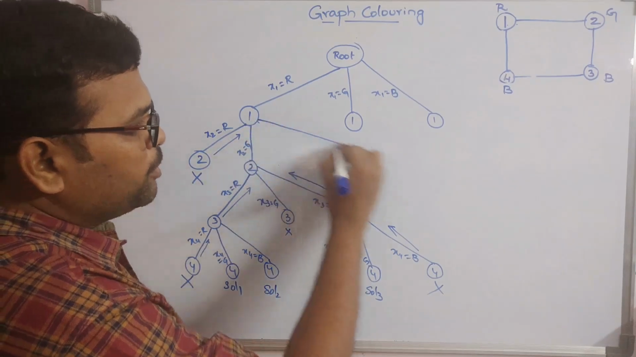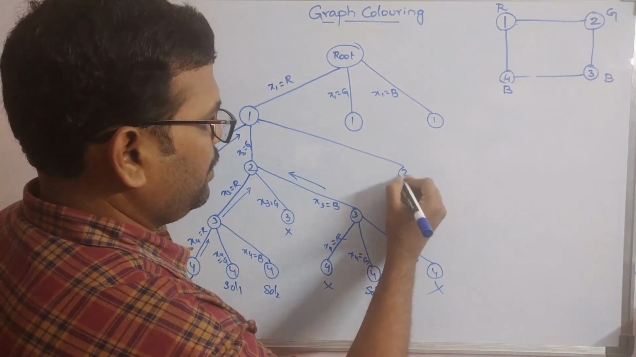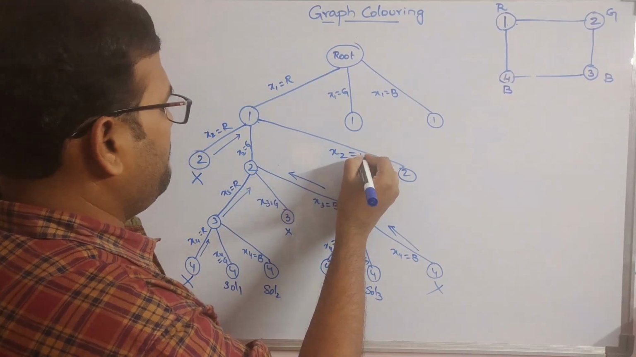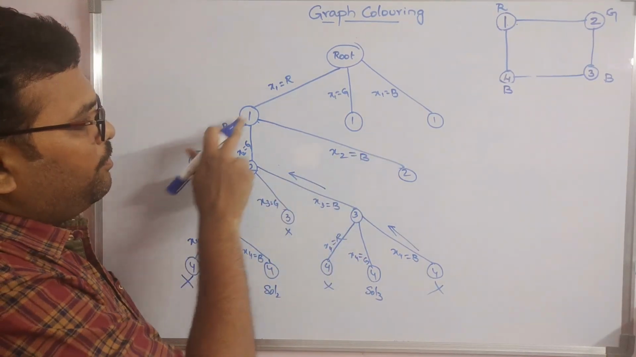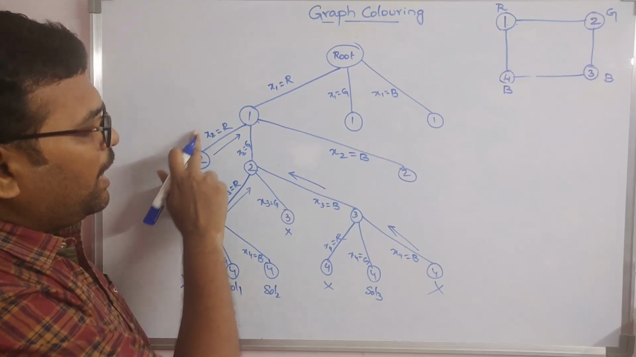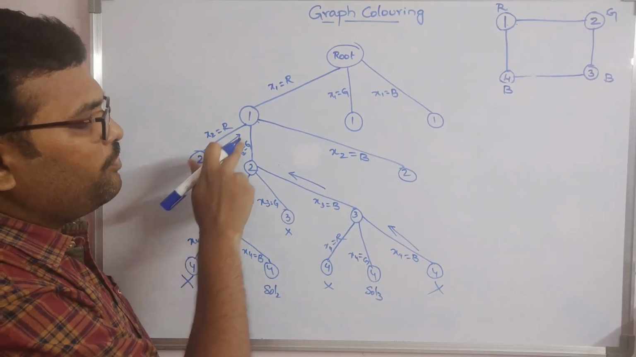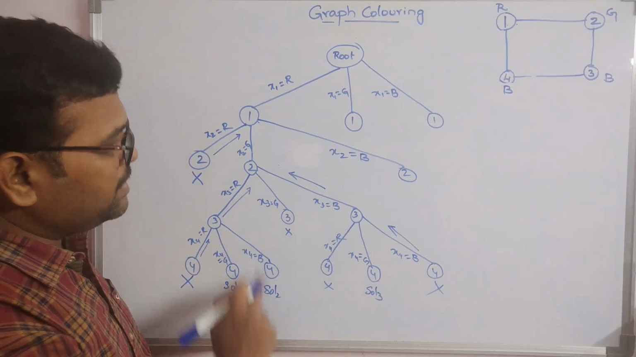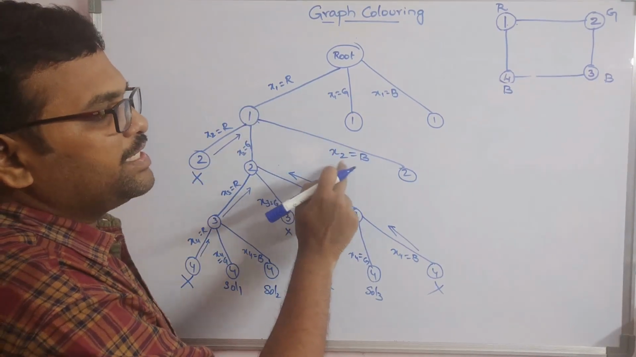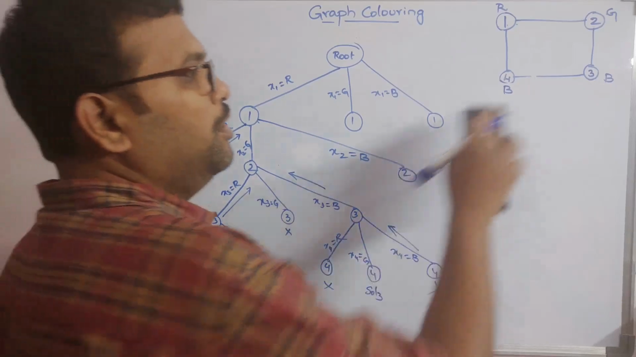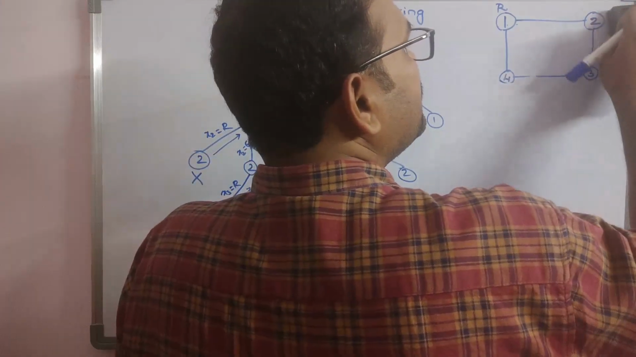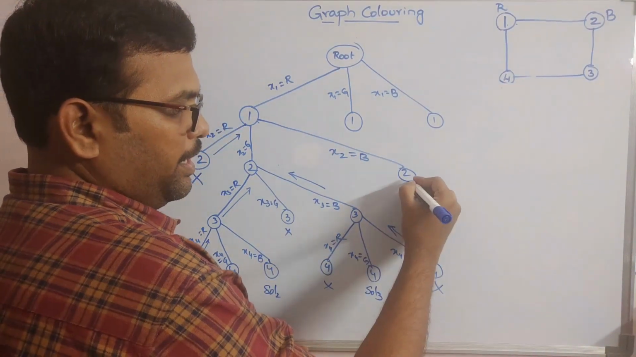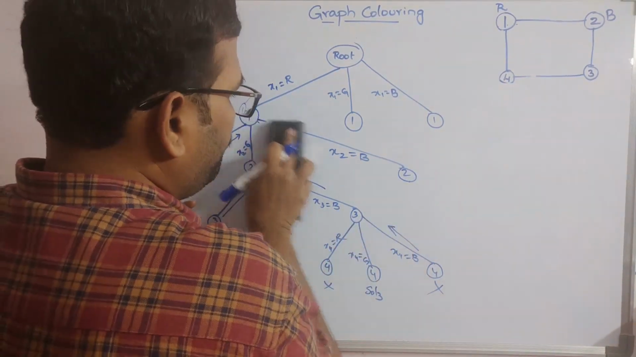and there is one more possibility for x2. If x2 is filled with blue, see, the second node filled with R, no solution. Second node filled with green, we got 2 solutions, and now we are moving with the second node filled with blue. So the next alternate is second is filled with blue.